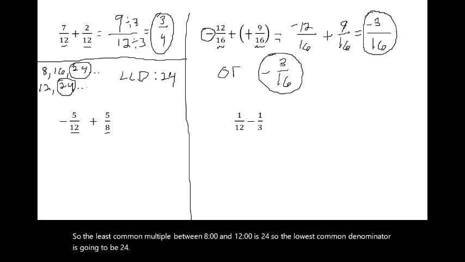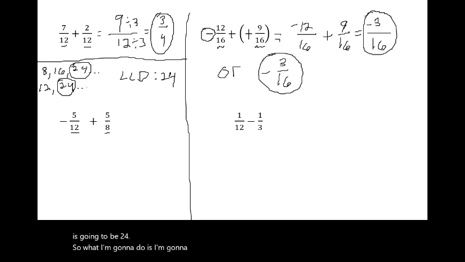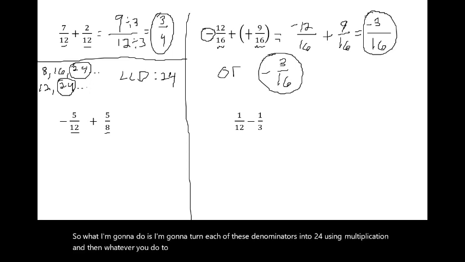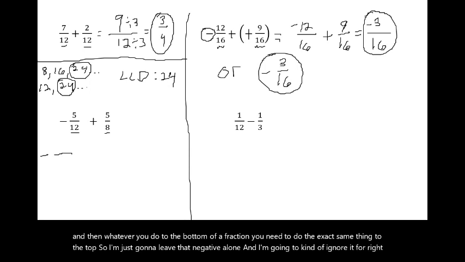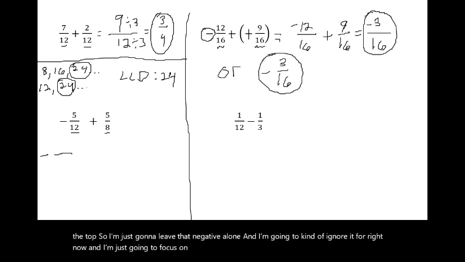So what I'm going to do is turn each of these denominators into 24 using multiplication. And whatever you do to the bottom of a fraction, you need to do the exact same thing to the top. So I'm just going to leave that negative alone and ignore it for right now. I'm just going to focus on turning that 12 into a 24. So what do you multiply 12 by to turn it into 24? You multiply it by 2.